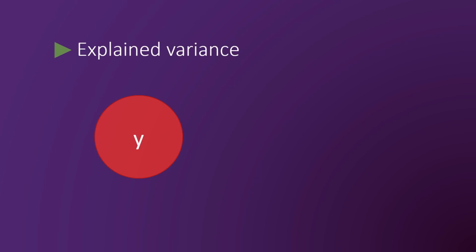The next topic that I'd like to talk about is explained variance and, related to that, multicollinearity. I'll explain what that is in the next slide. First, explained variance. Imagine that this circle represents the y variable, in other words, the dependent variable that we try to understand, that we try to explain, and we are adding some independent variables to do that.